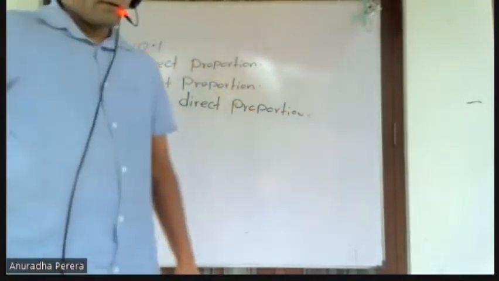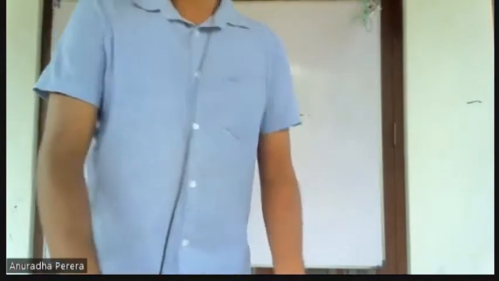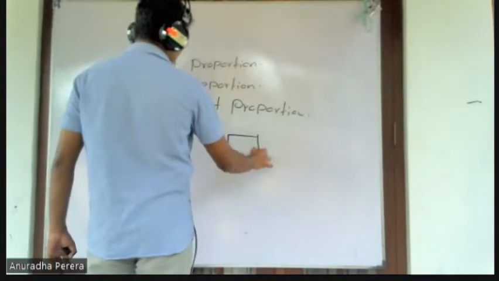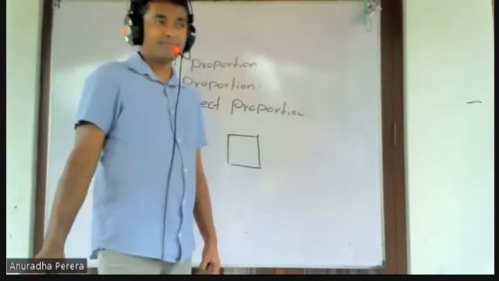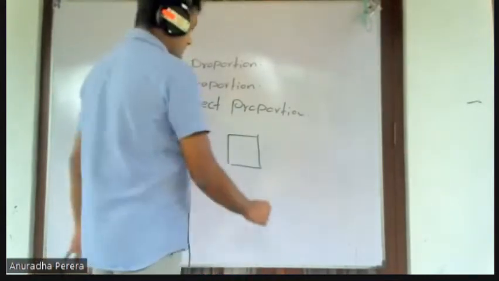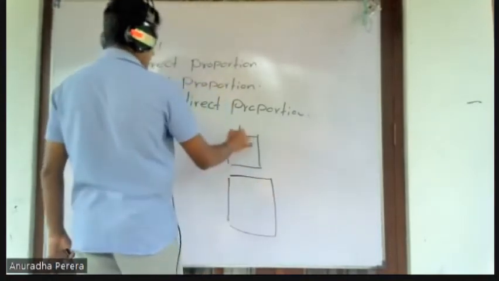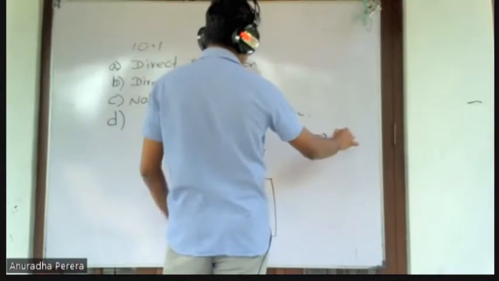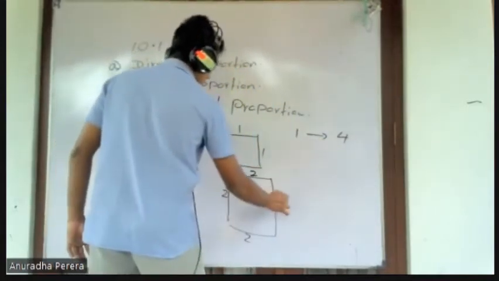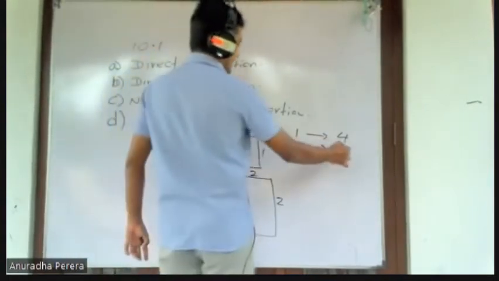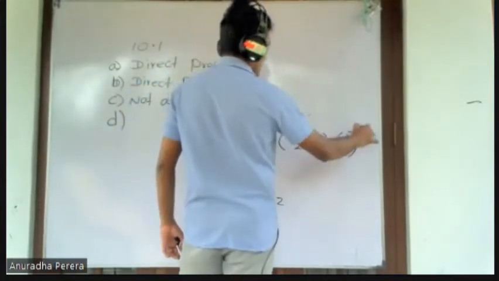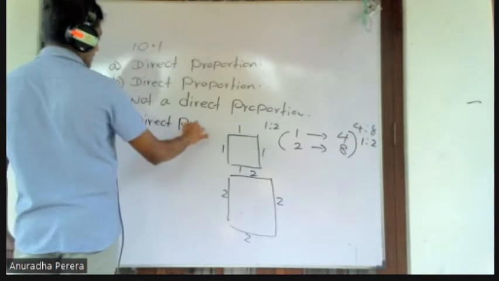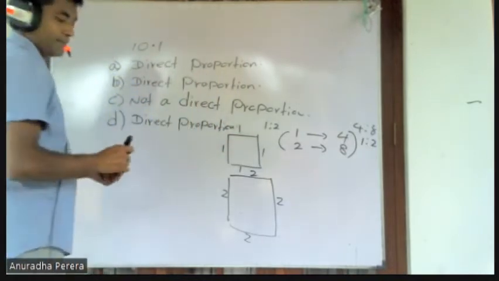D. What is D? The length of a side. Yes. The length of a side of a square and the perimeter. මොකද කියන්නේ ඔයගොල්ලෝ? A direct proportion or not a direct proportion? හිතලා බලන්න. If this one is 1, the length of a side is 1, right? Perimeter is 4. When this one is 2, perimeter is 8. What is the ratio? 1 to 2. The ratio is 4 to 8, means 1 to 2. Definitely direct proportion. Direct proportion. Hari?